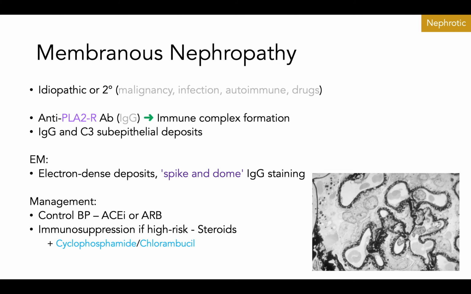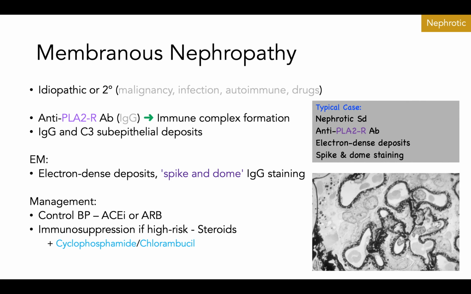There's a query as to whether steroids are really effective, and some people use these older immunosuppressive alkylating drugs called cyclophosphamide or chlorambucil. Again, question marks over whether they're effective. Typical case, I think it would be a bit cruel to give you a question on membranous nephropathy, but be aware that it will present obviously with nephrotic syndrome. And they'd have to tell you something like, the presence of an anti-PLA2 antibody, and if they were being very kind, they might say to you that there were electron-dense deposits on EM and/or spike and dome staining.